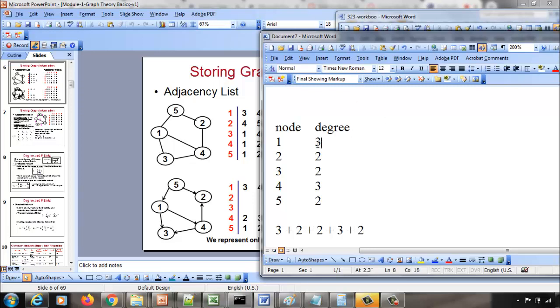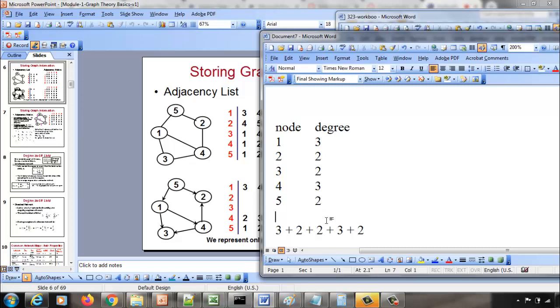So this 3 corresponding to node 1 considers these 3 edges, the edges between 1 and 3, 1 and 4, and 1 and 5. Now we notice this 2 corresponding to node 3 also considers these edges, 1, 3 or 3, 1, however you want to call it, and 3, 4. So it means each edge is being considered twice when you do the summation, right? It is considered once for each of the end vertices.